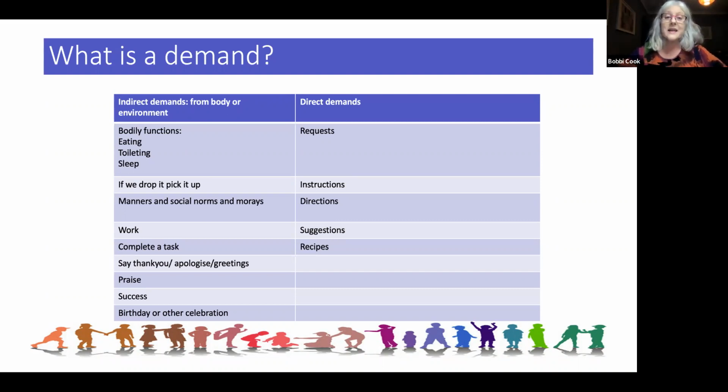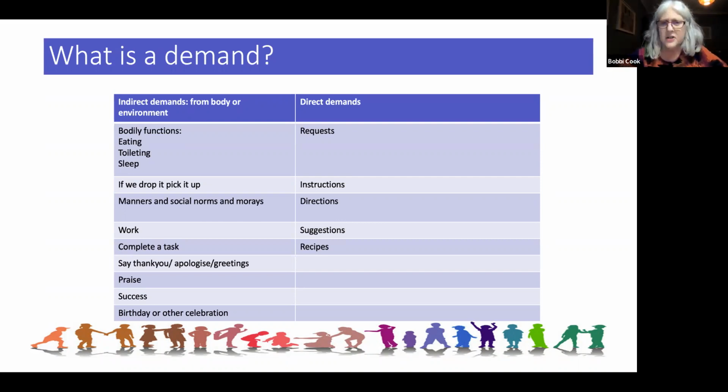Manners and social norms can become a huge demand. Work, so going to work for an adult with PDA can be really overwhelming. Completing a task, saying thank you or apologizing, or even greetings. Somebody coming to visit and saying hi can be overwhelming, because if they reply with hi, there's going to be another question, so it's actually easier to be mute socially. Praise: if I've done it well today and you praise me for it, you're going to expect me to do it well again tomorrow, and that becomes an implied demand. Being successful: if I've successfully done a math sheet or completed a task, you are then going to want me to do it again.